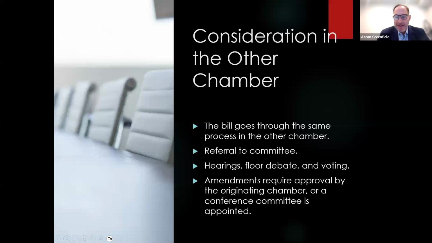So as I said, if it passes one chamber, it goes to the other chamber for consideration. That process is very similar to the chamber of origin, where there's a referral to a standing committee. There are hearings again. There's floor debate, and it moves out of that opposite committee with a vote. Amendments typically still require approval by the originating chamber, or a conference committee is appointed, where three members of the Senate and three members of the House come together to try and work out the details of the bill, to report that bill favorably if the chambers can't agree on the amendments made. Next slide.